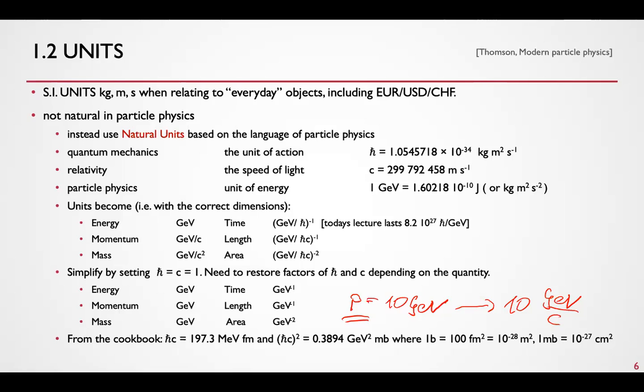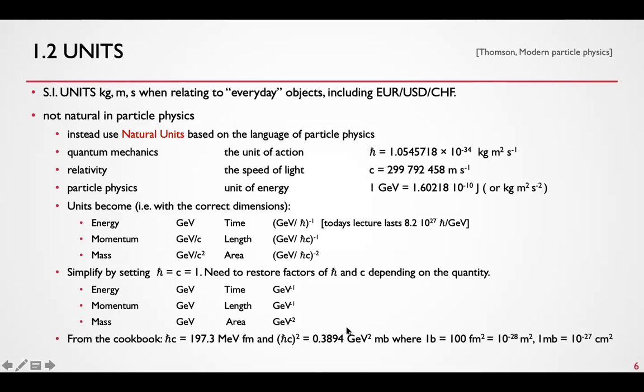To make this easier, I put here certain numbers from the cookbook. h bar c is 200 MeV times Fermi. A Fermi is a femtometer, 10 to the minus 15 meters, which is very roughly the diameter of the proton. And that's 200 MeV, that's the pion mass. The proton mass is 1 GeV. So h bar c is like 20% of the proton mass multiplied with its diameter.